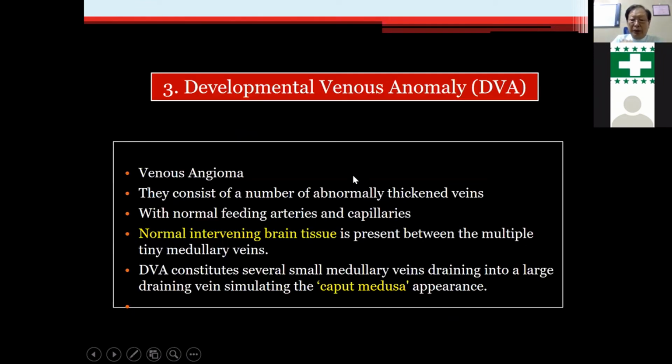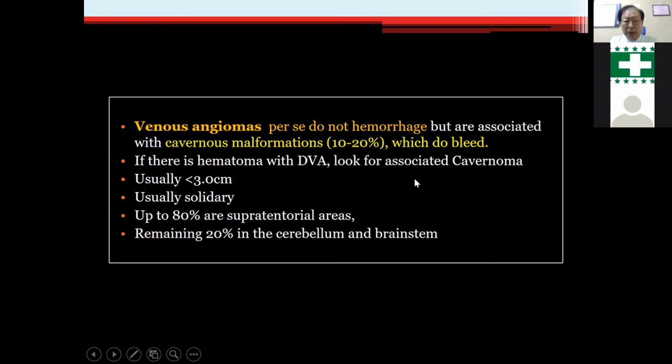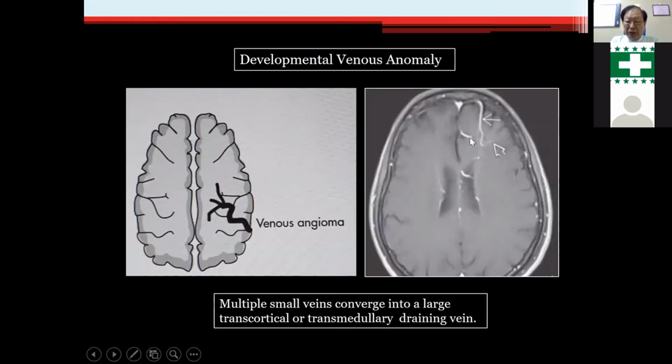Okay. Now, the third one is a DVA, developmental venous anomaly. We call it venous angioma. If you look at the image, you see these dilated veins. Now, these are dilated veins draining into one large intramedullary vein, and they either join the vein of Trolard, vein of Labbe, or the dural superior sagittal sinus, the draining lumen.